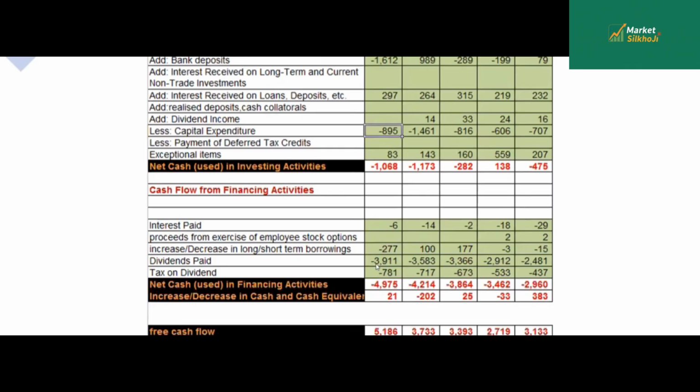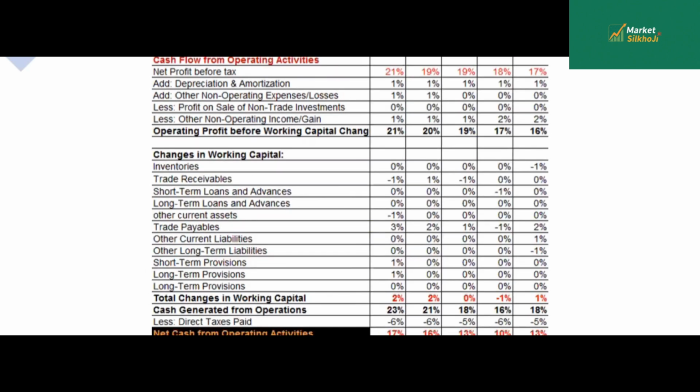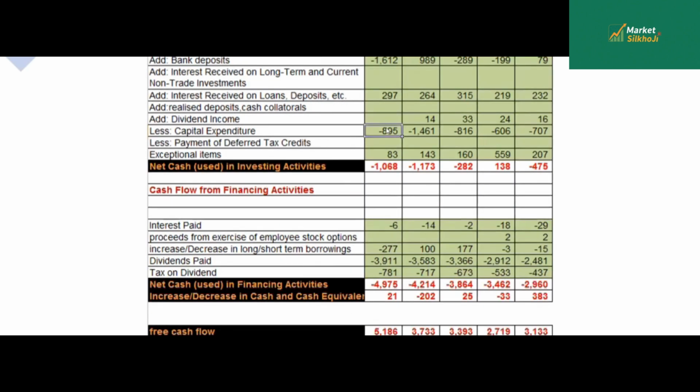And we have dividends paid also. You can see here, all these are dividends. And final free cash flow. Free cash flow is nothing but this 6,000 crores minus this 900 crores. So 5,186 crores is free cash flow.